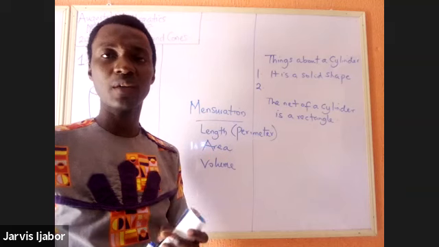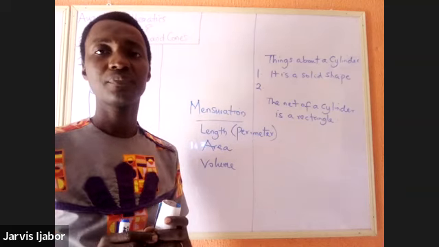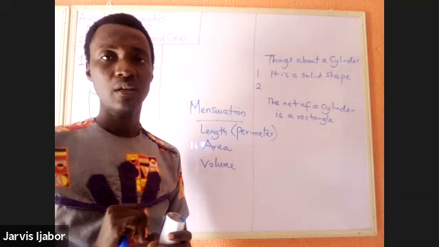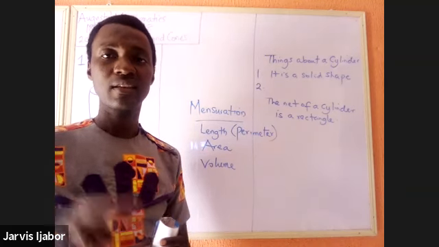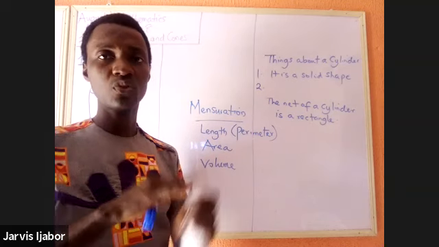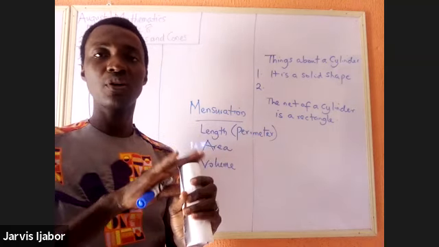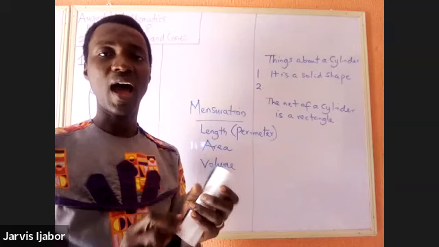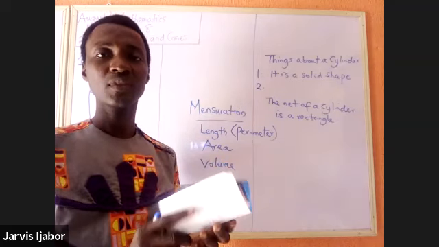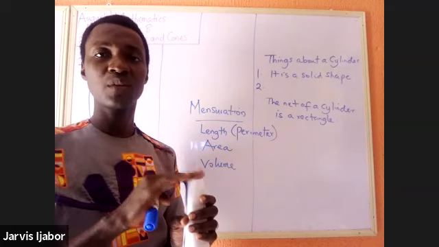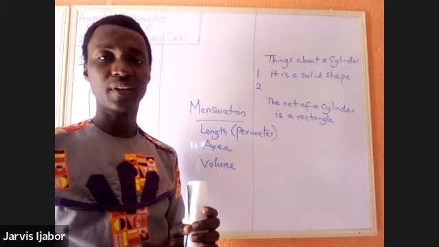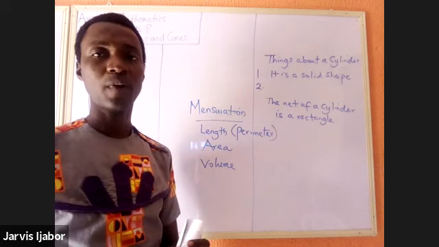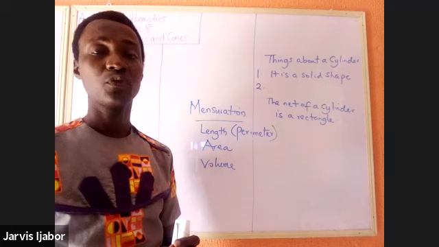So next one, number three. A closed cylinder has three faces: two circles of the same radius and a folded rectangle. Full stop. Number three.